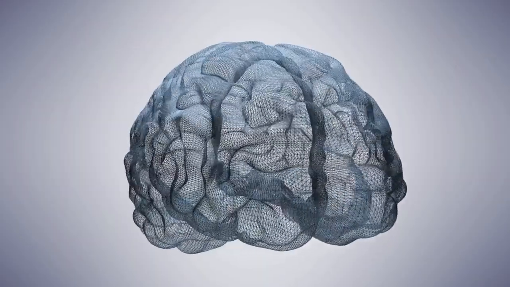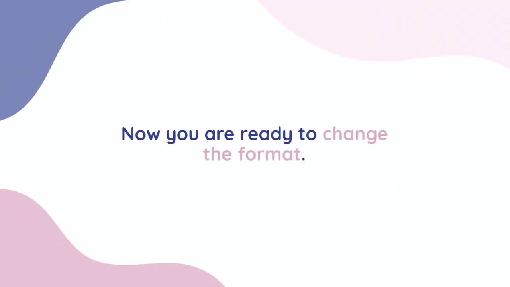Once the model appears in your workspace, you can see the 3D structure. Check the textures and mesh to ensure everything looks correct. Now you are ready to change the format.